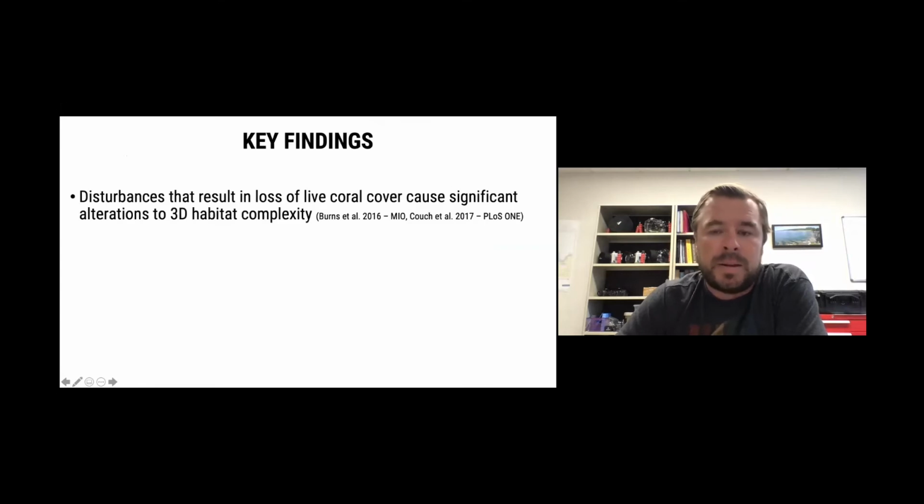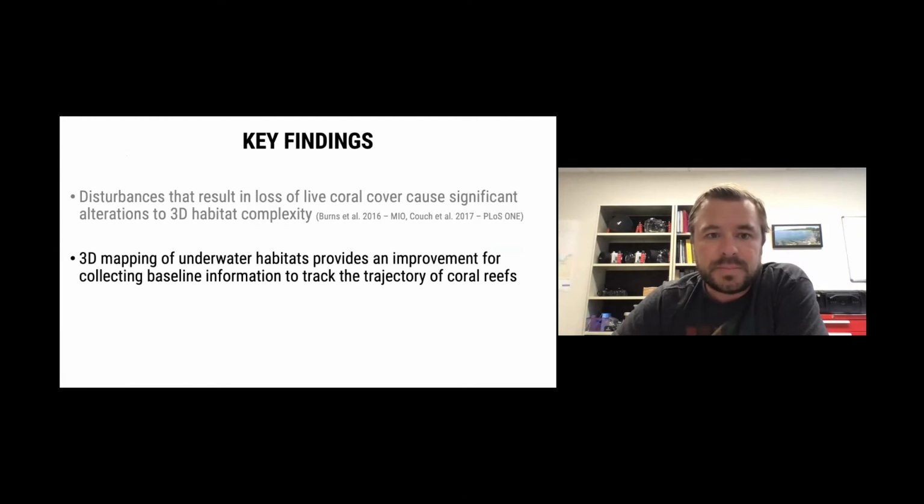So key findings from this approach is just that everywhere we've done it, we see that loss of live coral significantly alters habitat complexity, even right after they've experienced mortality. So that live tissue is important. And mapping these habitats in 3D dramatically has improved our baseline.